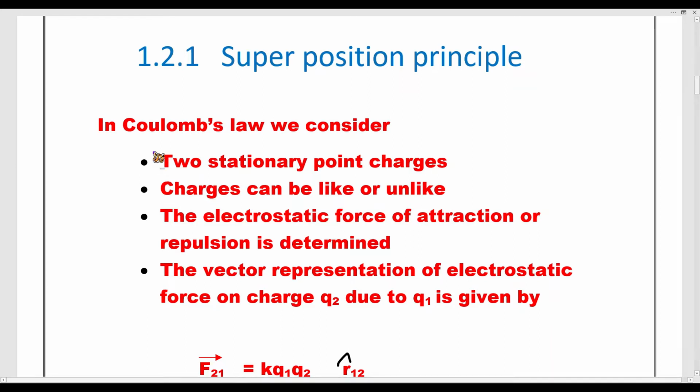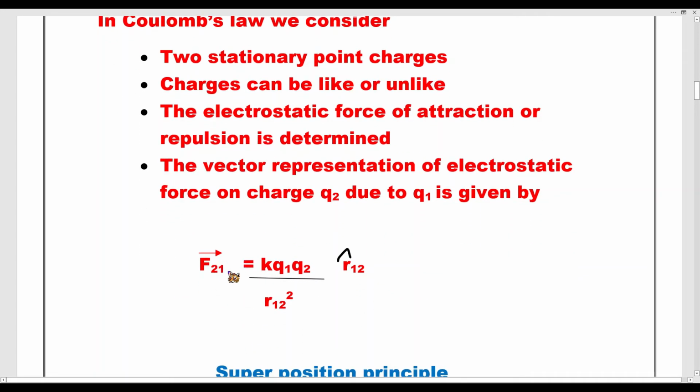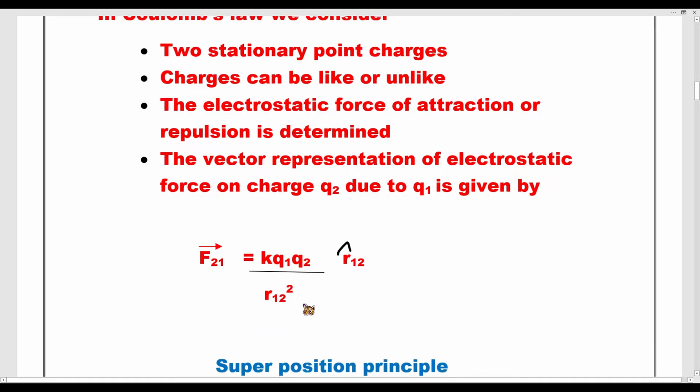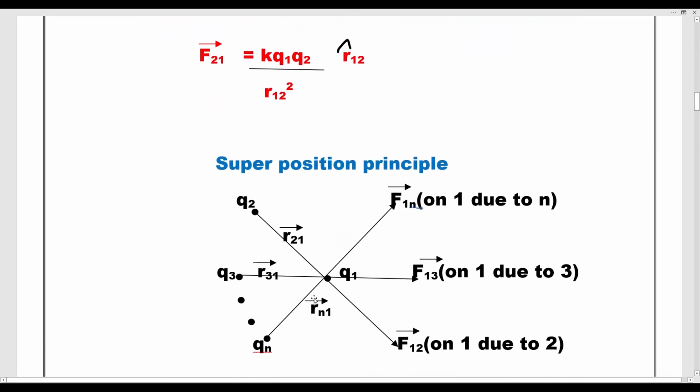In Coulomb's law, we consider two stationary point charges. The charges can be either like charges or unlike charges. The electrostatic force of attraction or repulsion is determined, and the vector representation of electrostatic force on charge Q2 due to charge Q1 is given by F21 vector is equal to K Q1 Q2 by R12 square R12 unit. You all know this, clearly know.